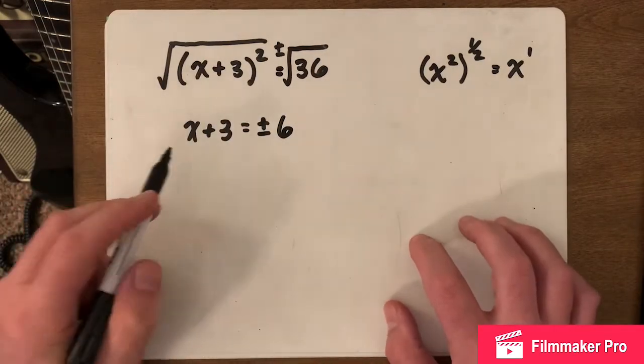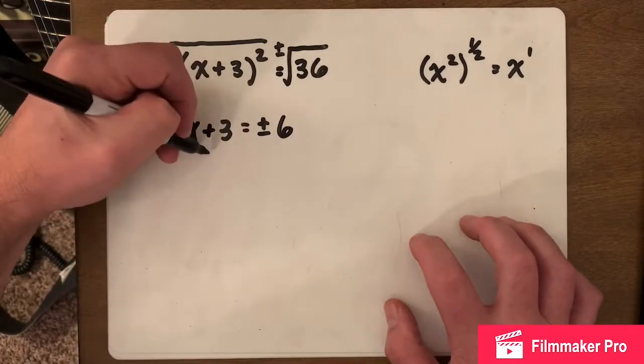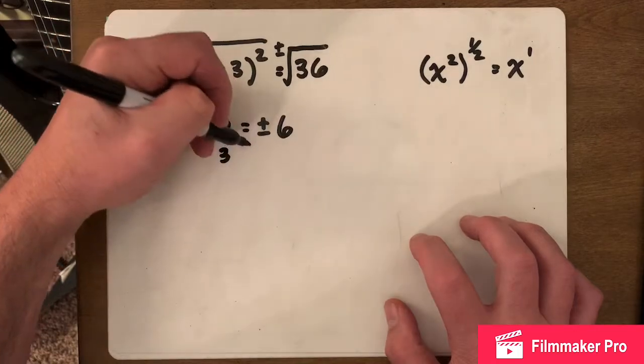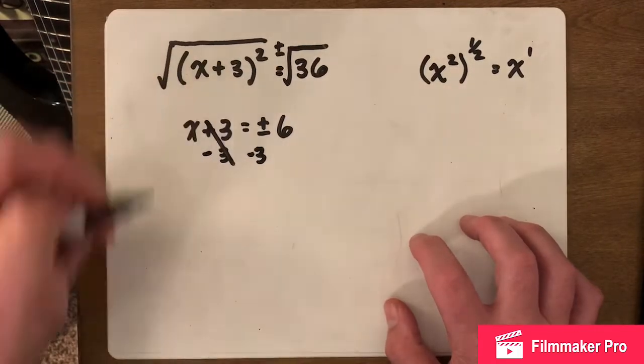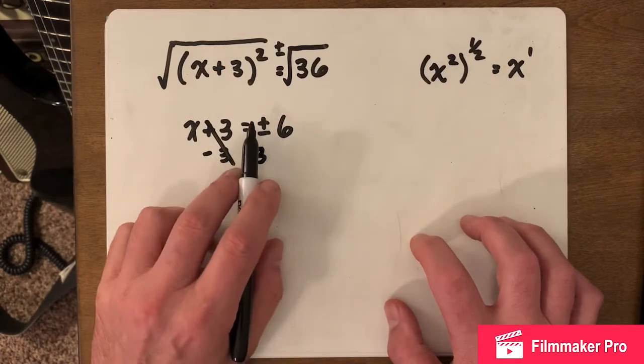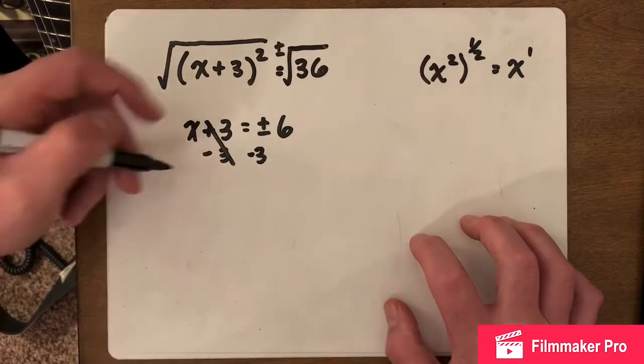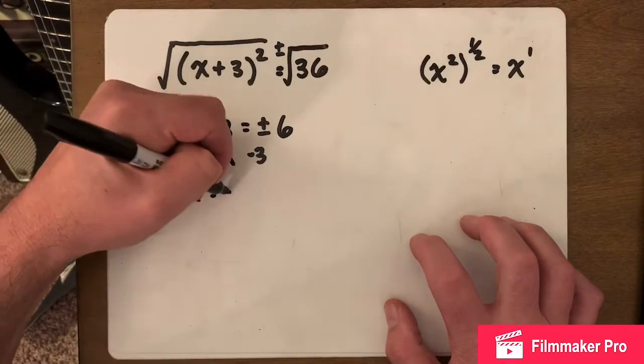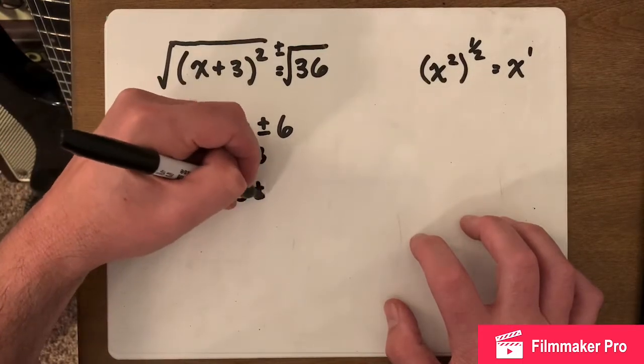Now you do need to get x by itself, so we need to subtract 3 on both sides. Those cancel out because they're additive inverses. That negative 3 is going to go in front of the plus minus. It always does. And we now have x equals negative 3 plus or minus 6.